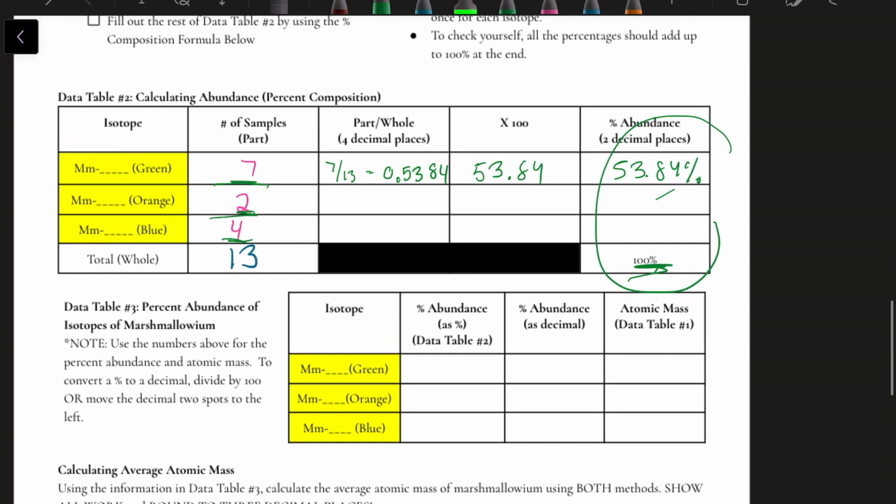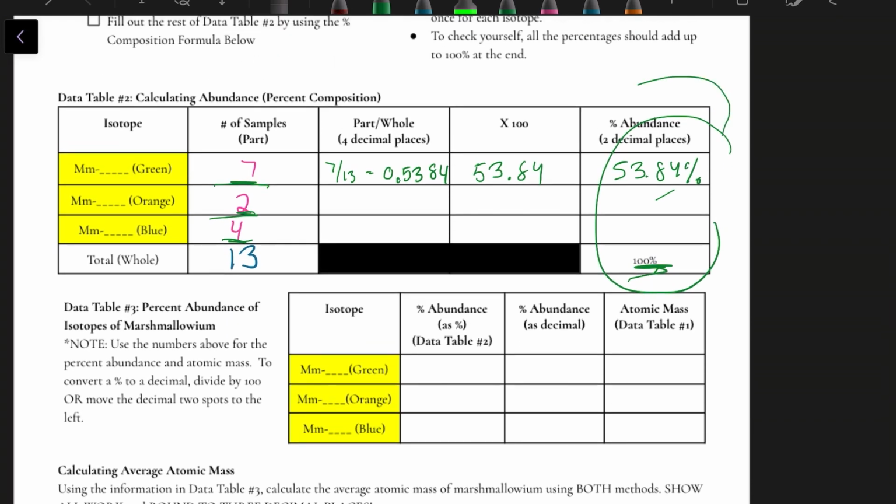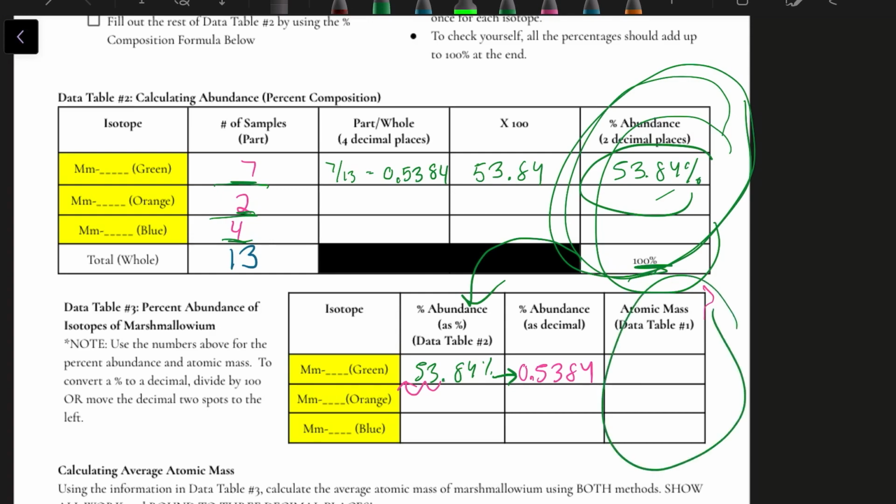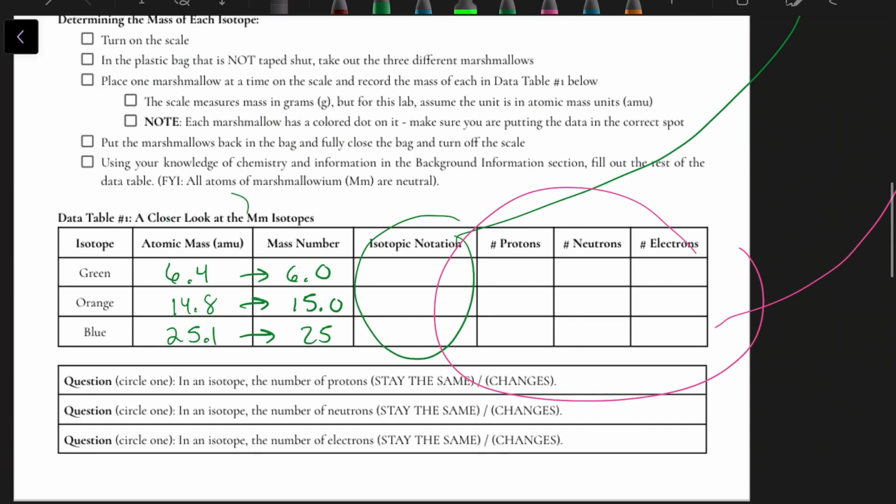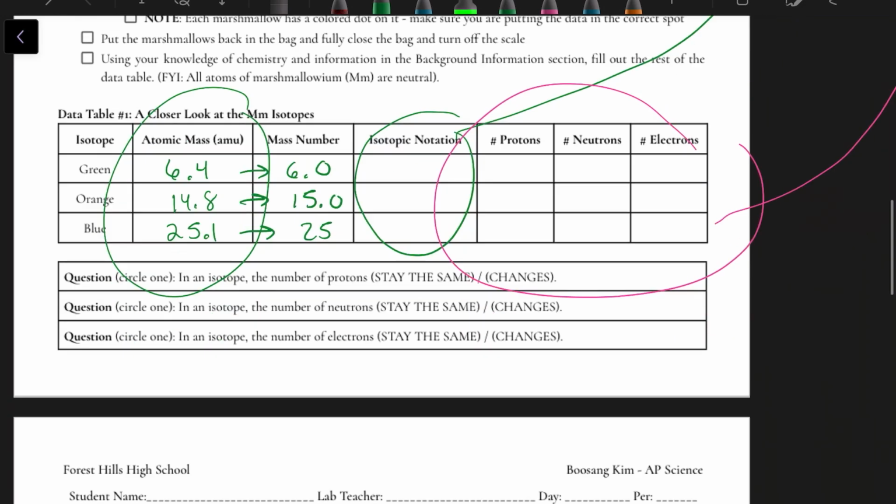Now, once you have that, we're going to calculate the average atomic mass. The percent abundance goes in here. This number goes there, and every other number that you calculated goes here. Here we're going to convert this to a decimal, and to do that, all you have to do is divide by 100 or move your decimal over 2 spots. So that is 0.5384. And then this column, the average atomic mass, is what you have from table number 1.